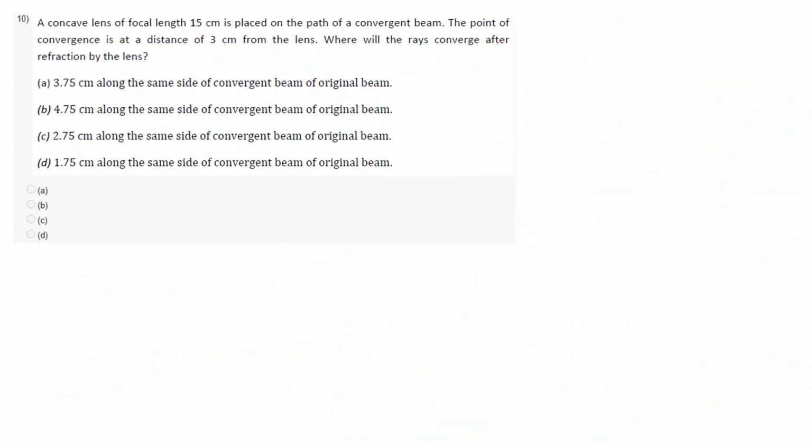Okay. Now the next question is a concave lens here. Now we are talking about a concave lens, which is a diverging lens. Concave lens of focal length 15 centimeter. Okay, focal length is given. It is placed on the path of a convergent beam.